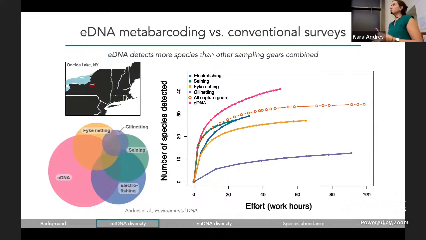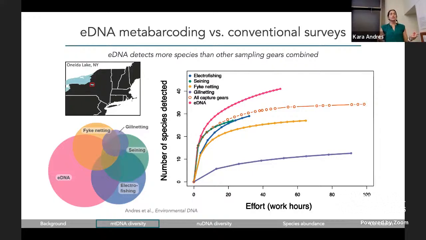So if we're going out and just trying to sample the species or the fish community with a single type of gear, an environmental DNA survey would be preferable. And that's what we're showing here. But we may want to start thinking about how we can combine sampling gears.